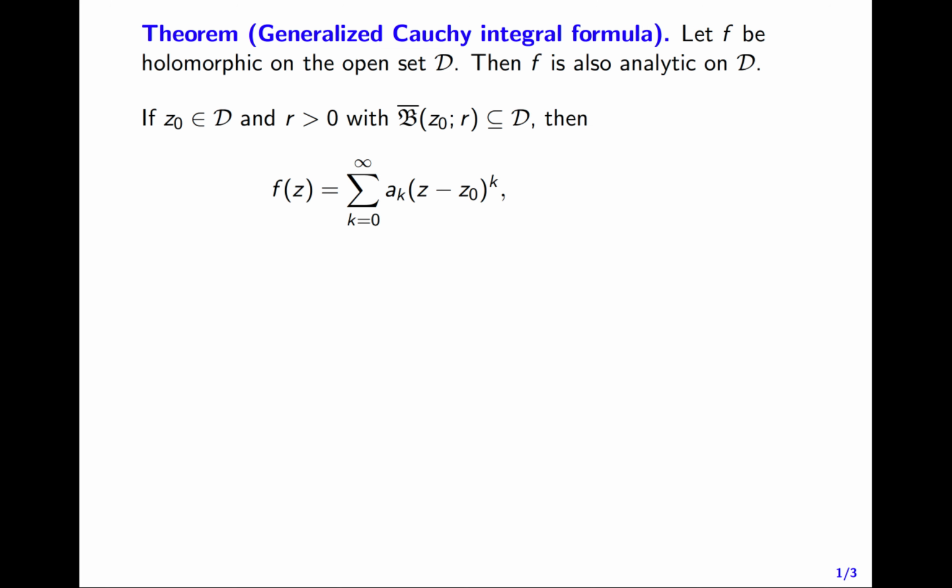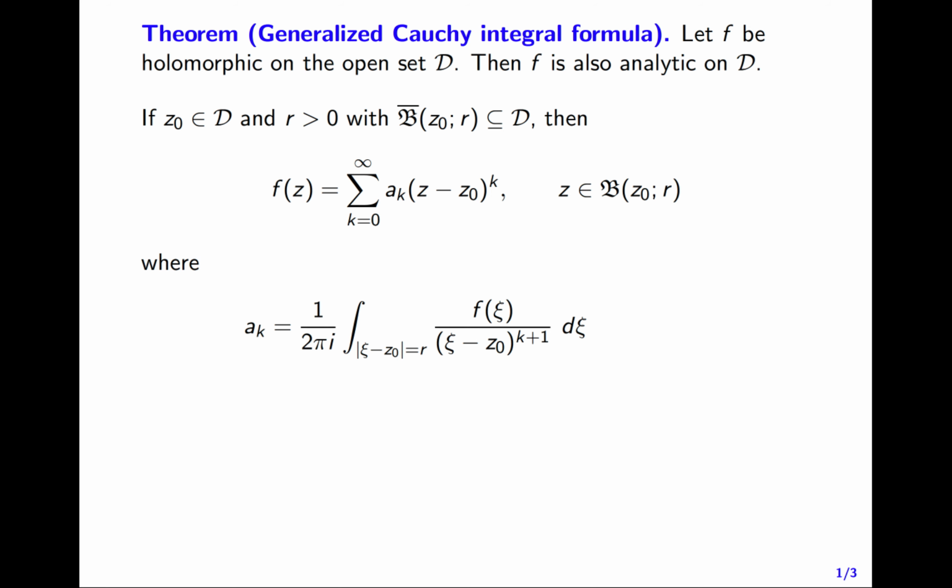If you have a point z0 in D and a number r greater than 0, such that the closed ball centered at z0 of radius r is contained in D, then you can write f of z as the power series sum from k equals 0 to infinity of ak times (z minus z0) raised to the power k for any point z in the ball centered at z0 of radius r, specifically the open ball. And the coefficients are given by the following formula.